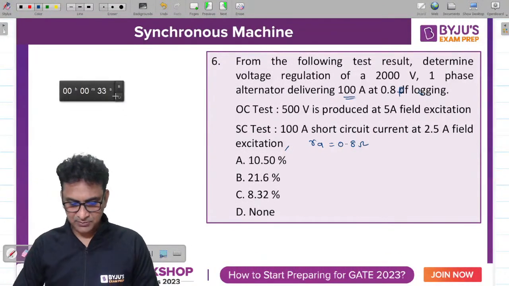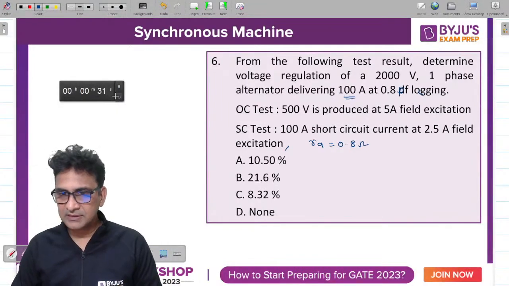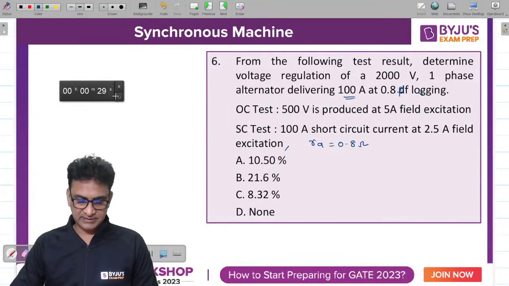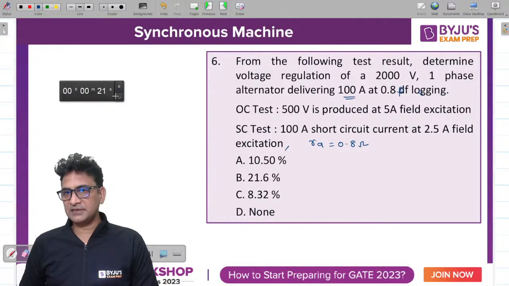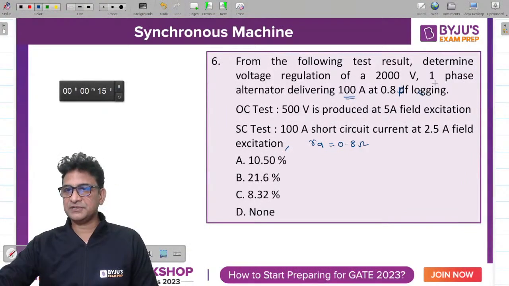B, Neeraj Kumar Maurya. 21.6 is the correct option. It is a single phase alternator, not a 3-phase alternator. Always see this, whether it is single phase or 3 phase.